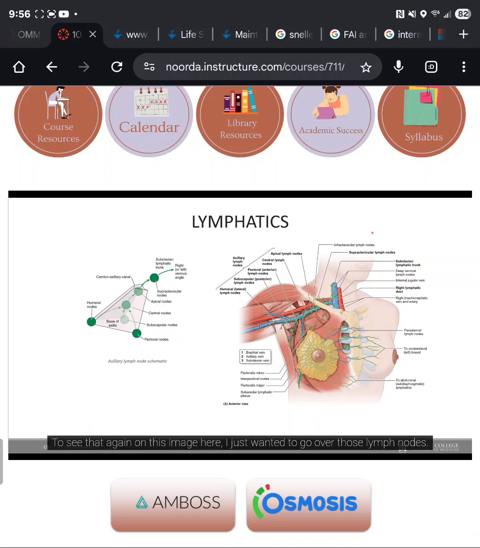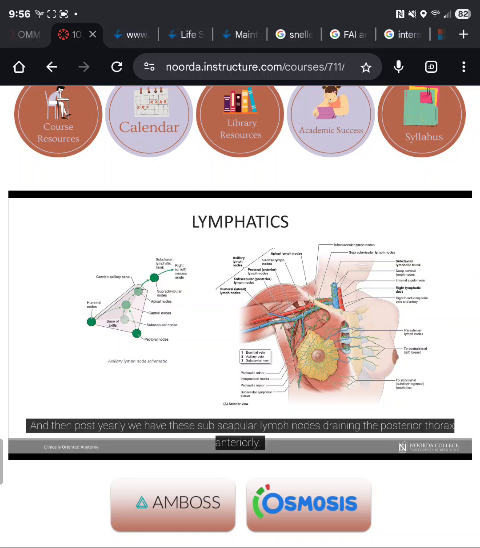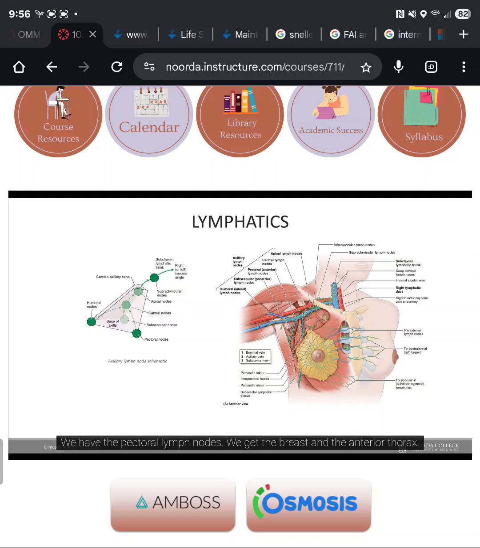To see that again on this image here, I just wanted to go over those lymph nodes. So we've got the lateral, or these humeral lymph nodes. You can see right here again, draining the upper limb. And then posteriorly, we have these subscapular lymph nodes, draining the posterior thorax. Anteriorly, we have the pectoral lymph nodes that get the breast and the anterior thorax. And then those are all going to drain into these central lymph nodes, then to the apical lymph nodes, which will then go to the supraclavicular and subclavian.